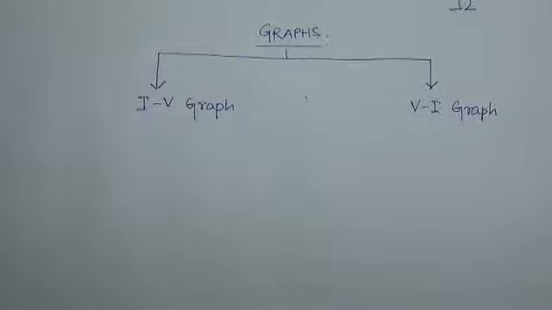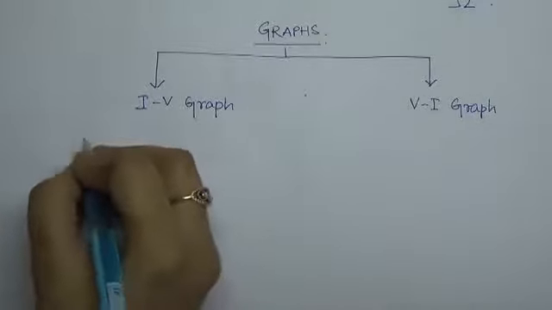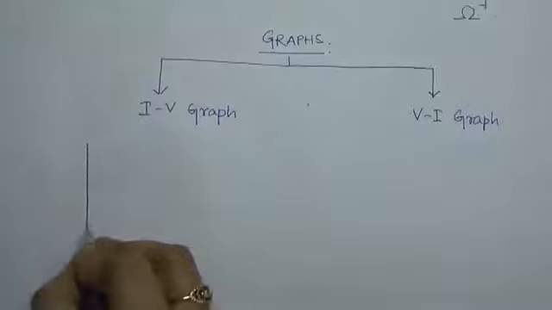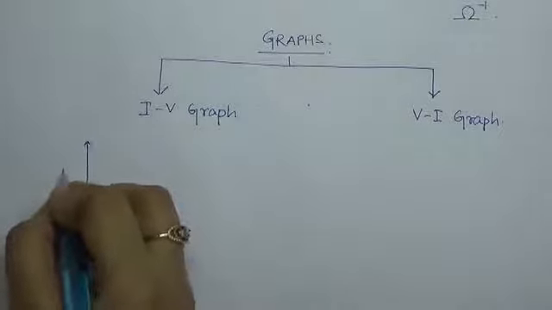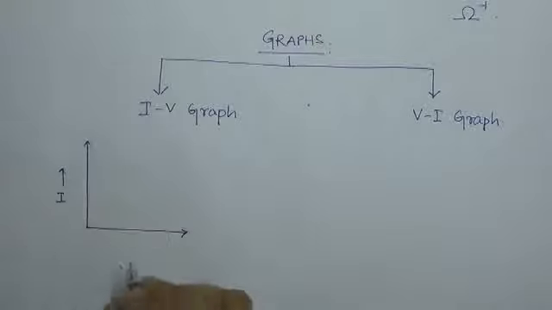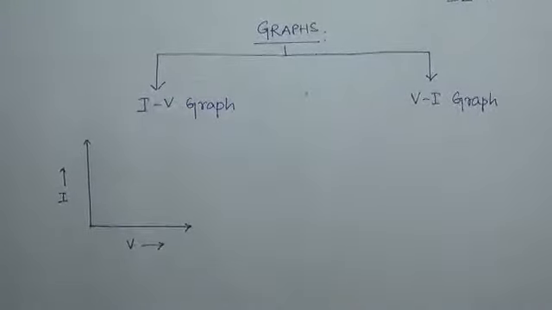Fine. Now let us see an IV graph. In an IV graph, the current I will be on the y-axis and the potential difference V will be on the x-axis. Now what have we studied in Ohm's law? We have studied that the current is directly proportional to the potential difference.